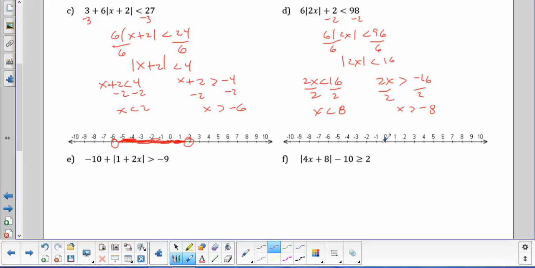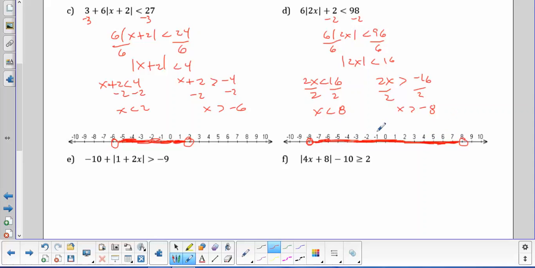And once again, plot this bad boy. Less than, it's going to go to the left. Greater than negative 8, it's going to go to the right. These guys are going to join in the middle. There we go. There's our solution.